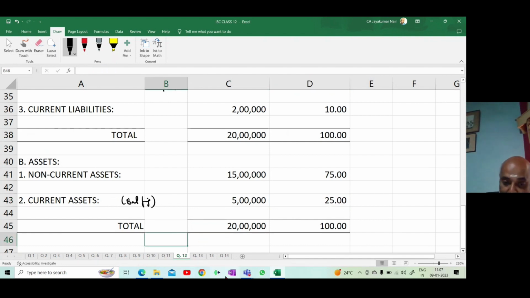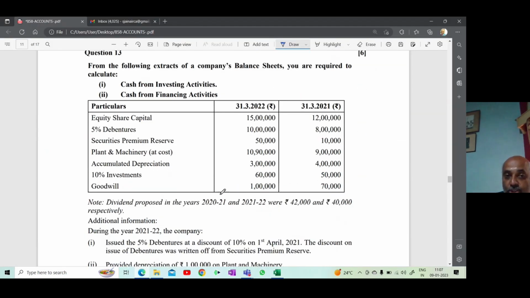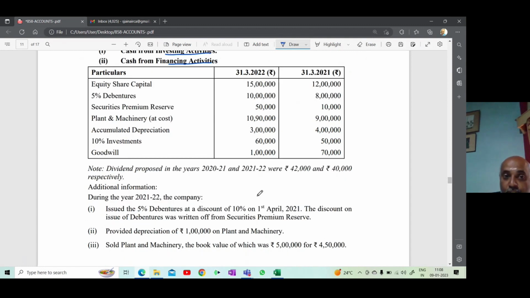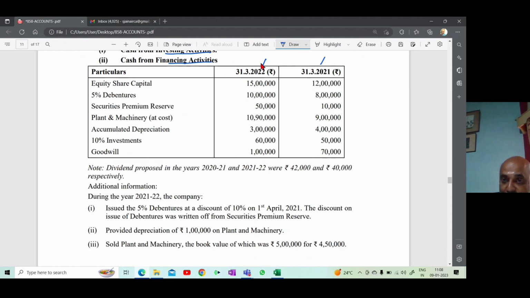So question number 12 is completed. We move on to question number 13. Question 13. From the following extracts of a company's balance sheets, you are required to calculate cash flow from investing activities and cash flow from financing activities. So this is the current year, and this is the previous year. So last year it was 12 lakhs and now the equity share capital has become 15 lakhs. That means I know there is issue of equity shares. You have issued equity shares worth rupees 3 lakhs.